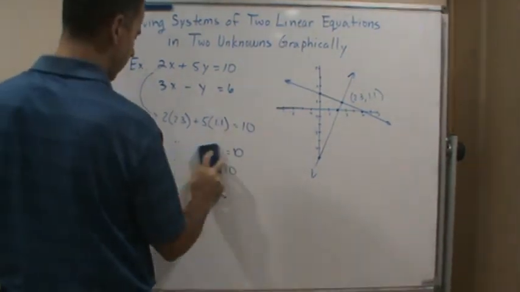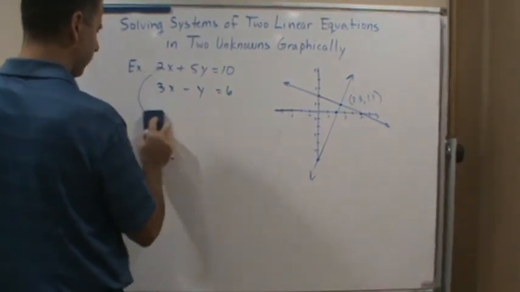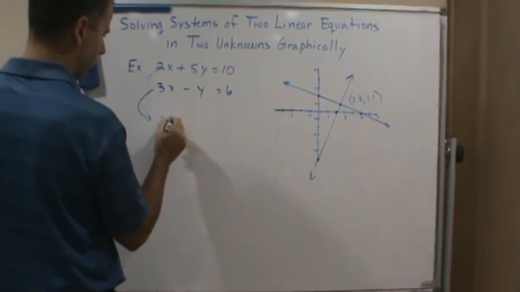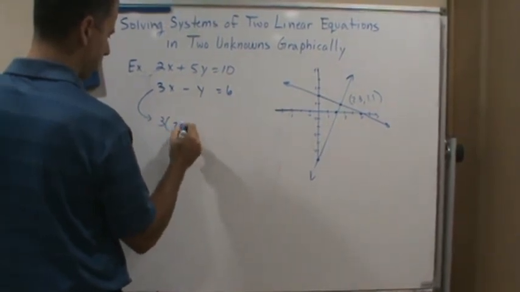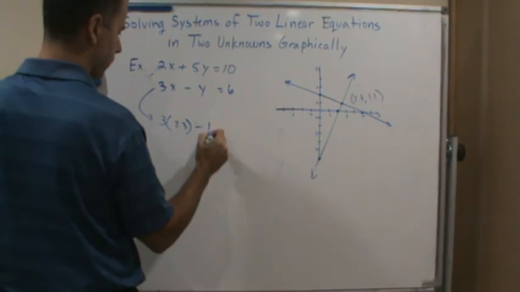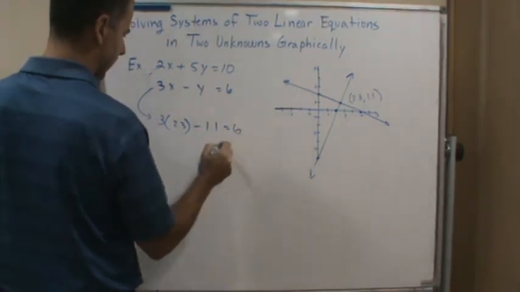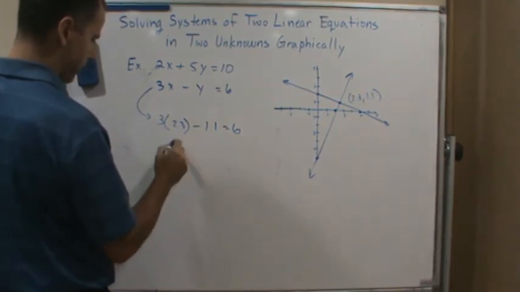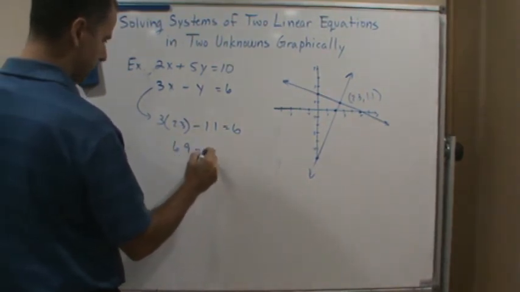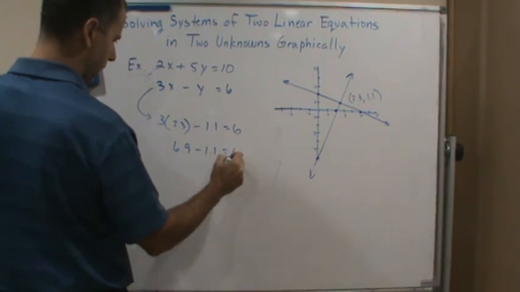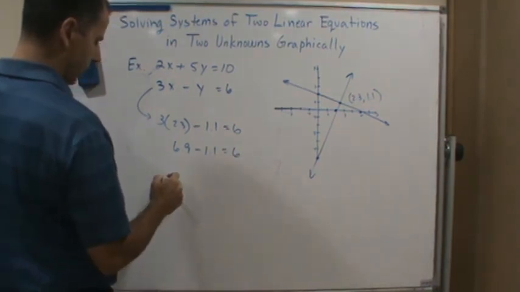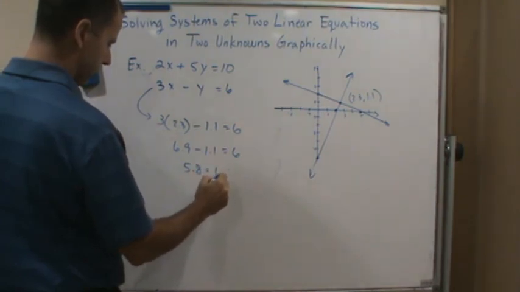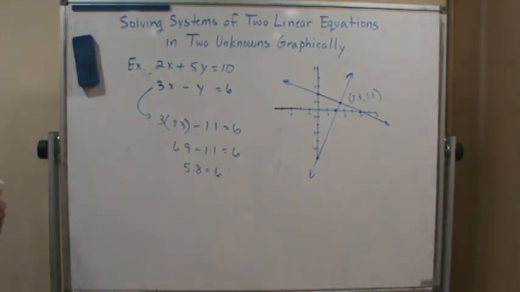Okay? And then if we do the other one, we get 3 times 2.3 minus 1.1 equals 6. And so if we do this one, we get 6.9 minus 1.1 equal to 6. And so we get 5.8 is equal to 6. And again, that's close. Okay?